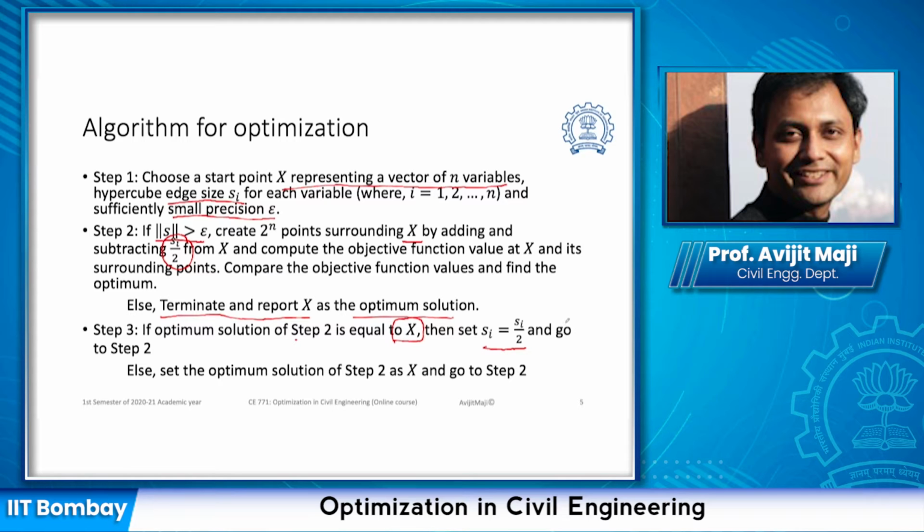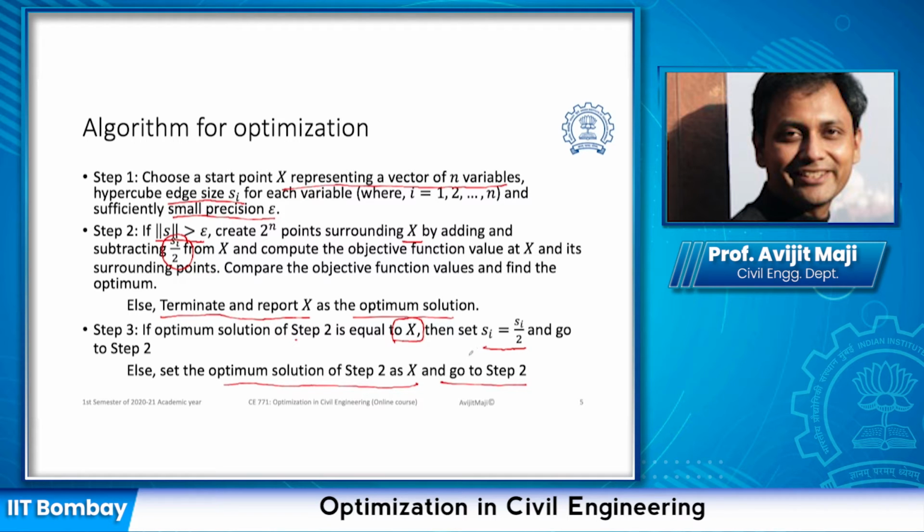Or before we form the hypercube, we check whether we have reached a sufficiently small edge size, and if we haven't, we develop the hypercube and obtain the solution. If we find that the new point is different from the earlier point, then we need to set the optimum solution of step 2 as the new x, and then go to step 2 with the same step size, and this process will continue until we reach the precision level.